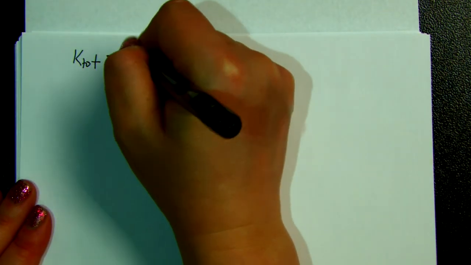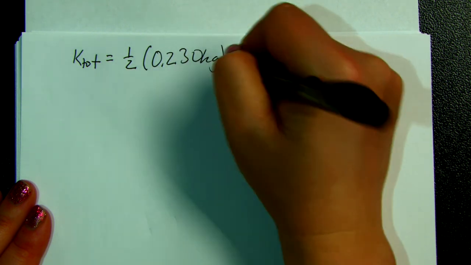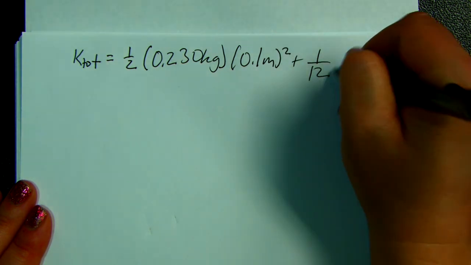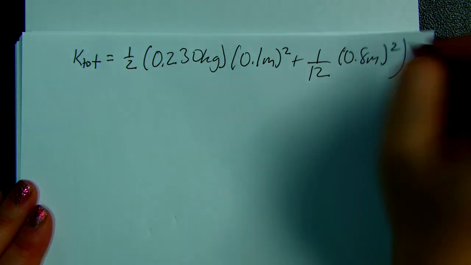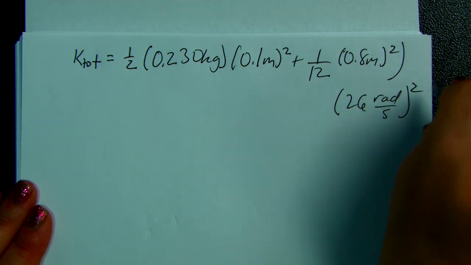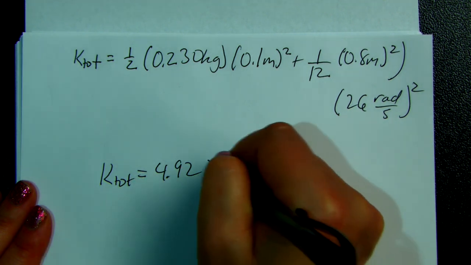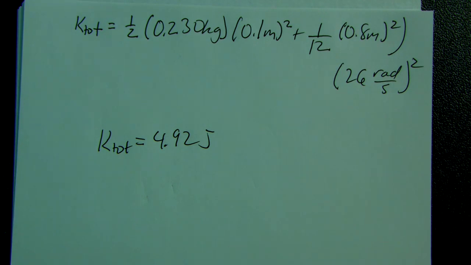K total is equal to 1/2 times 0.230 kilograms times (0.1 meters squared plus 1/12 times 0.8 meters squared) times 26 radians per second, quantity squared. K total is equal to 4.92 joules. All right, so that is how you do rotational kinetic energy. So I think this is a good place to stop, and I'll see you for Tuesday's lecture.